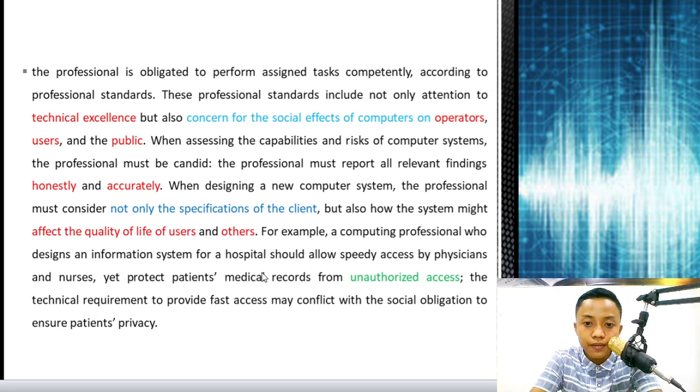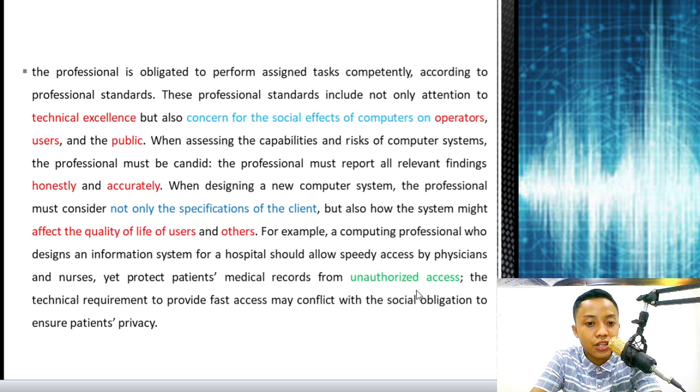For example, a computing professional who designs an information system for a hospital should allow speedy access by physicians and nurses, yet protect patients' medical records from unauthorized access. Kaya nga po, pag tayo ay gagawa ng isang systems, we should always, kung ito ba ay nakakabuti, yes, it gives. Nakakabuti ito sa mga doctors, sa mga nurses, sa mga, kung ano man, sino man yung users niyan. But we should always, but also we consider sa patient's medical records, kung ito ba ay hindi basta-basta mapapasok ng mga unauthorized na tao na nag-a-access. Kaya nga po, we should always consider them, not just para lang po sa atin.